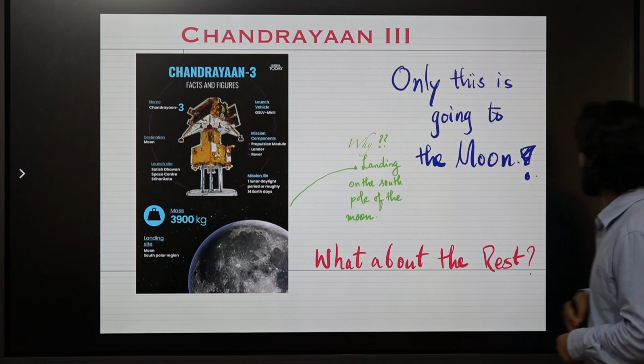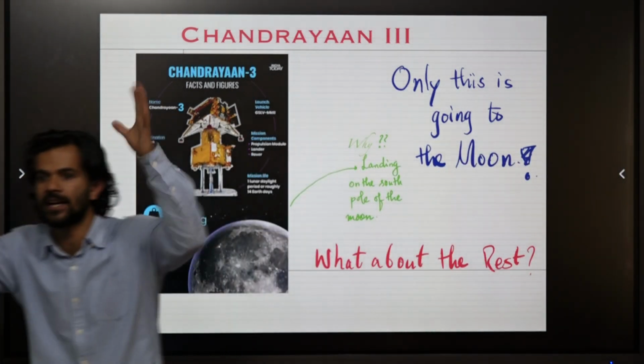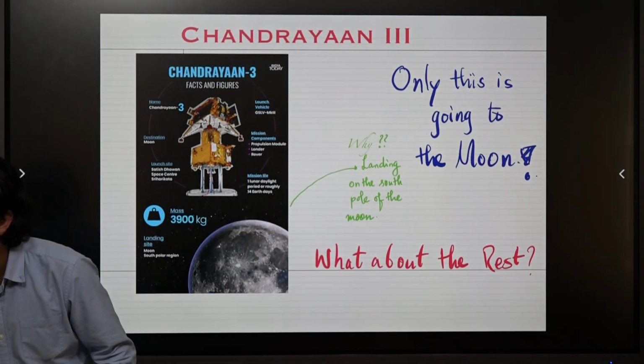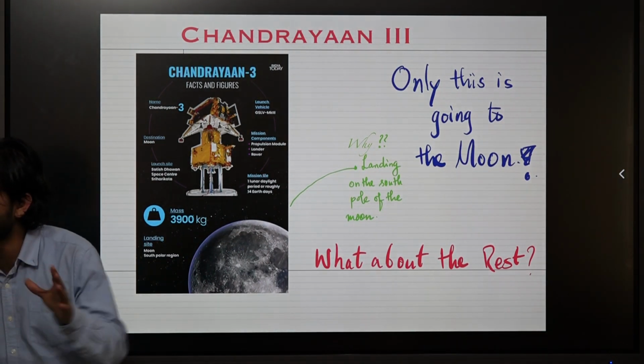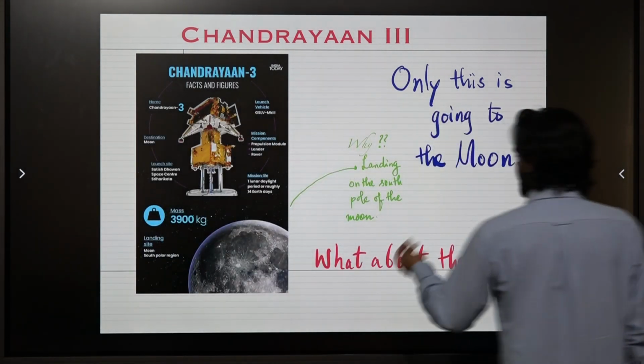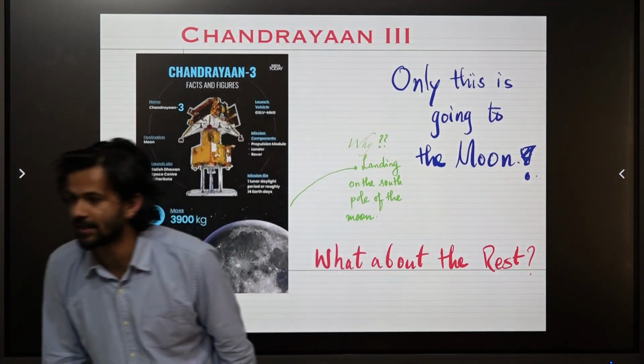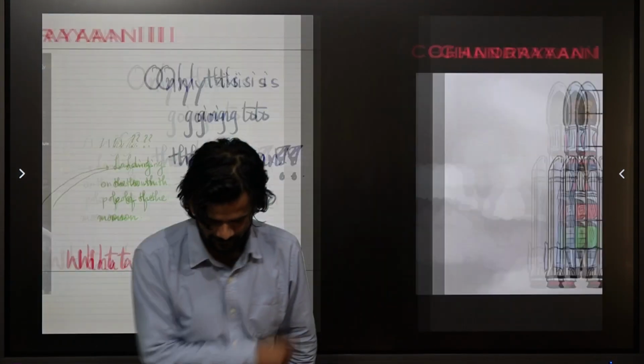Okay? So only this thing is going to the moon, not the whole rocket. The rocket is not going to be there on the moon. Only this part. What about the rest? What happens to the rest? Now, before we move on to the rest, we have to understand each and every part.